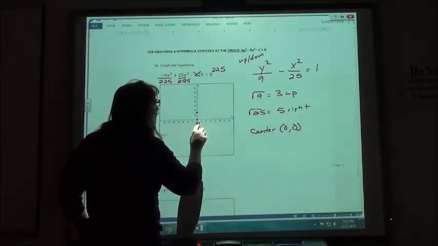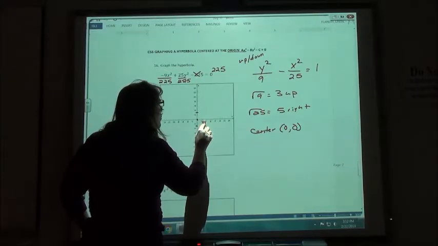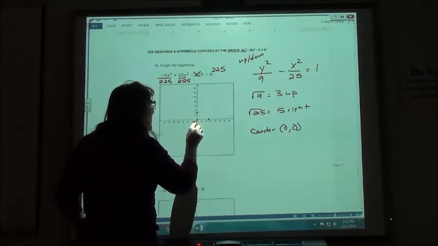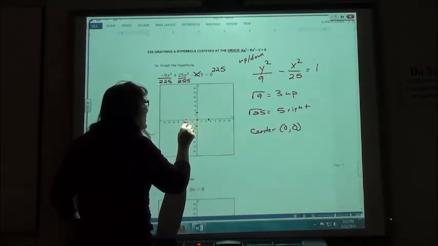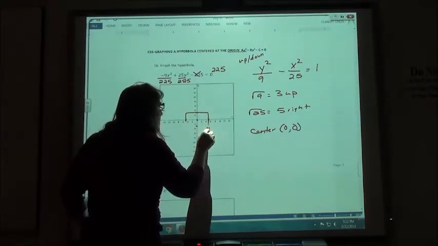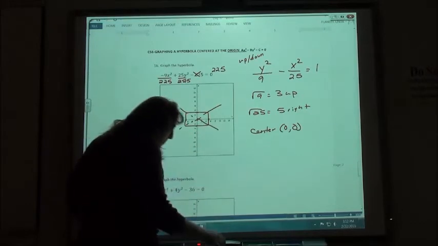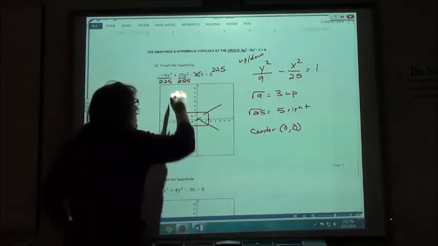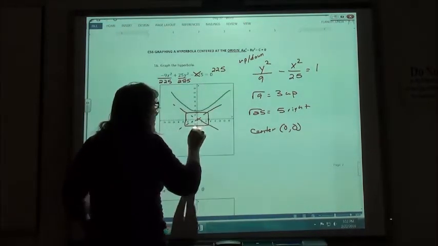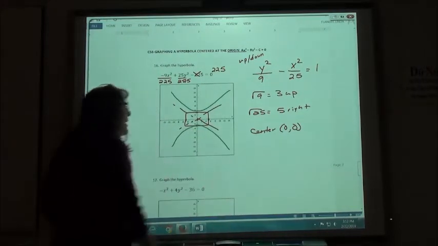And then open my rectangle. 1, 2, 3, 4, 5 to the right. 2, 3, 4, 5 to the left. So my rectangle looks something like this. And my hyperbola is going to go up or down. So it's going to look something like that.